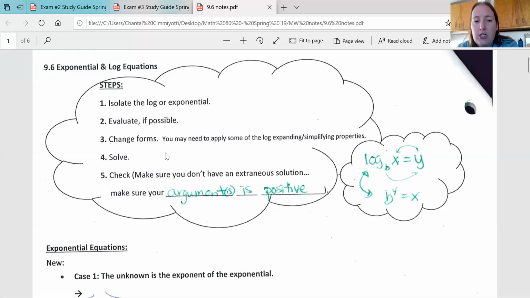So again, for the changing of forms, if it's a log, you do b to the y is x to get it to be the exponential. If it's like this, the base, and then you say base to the y, so base to the y equals x, and fill in the blank, or just know that the idea is that you're getting your exponent to be by itself when you're dealing with logs.